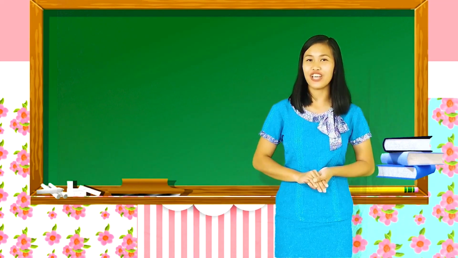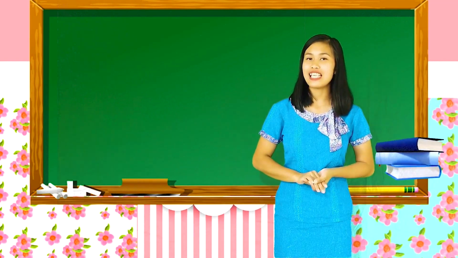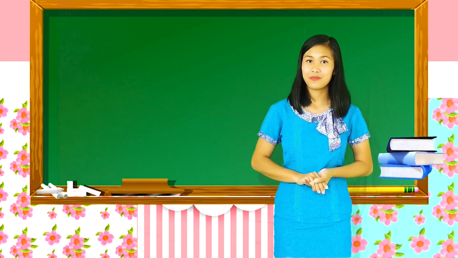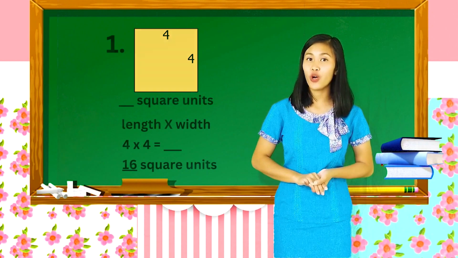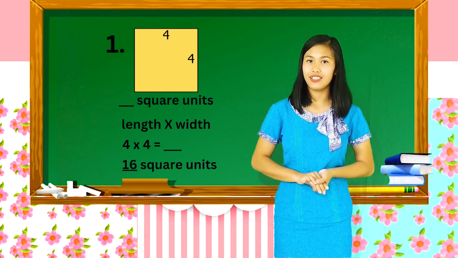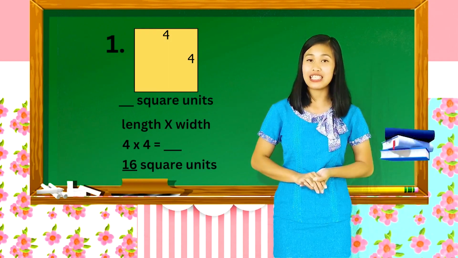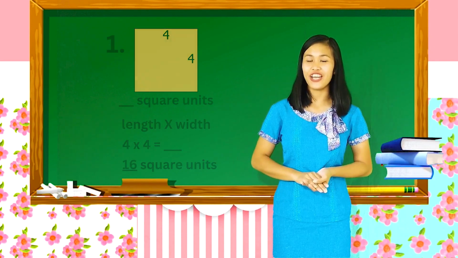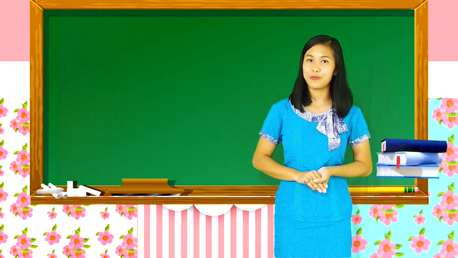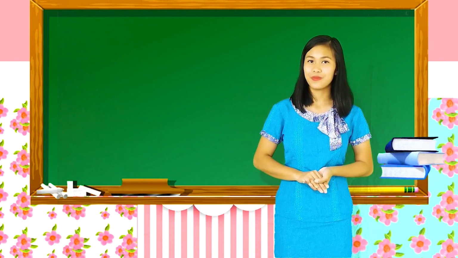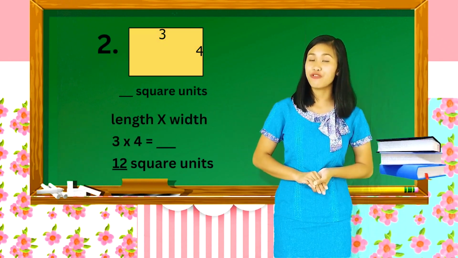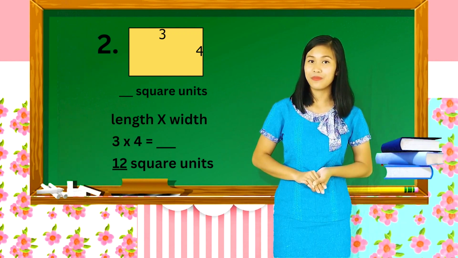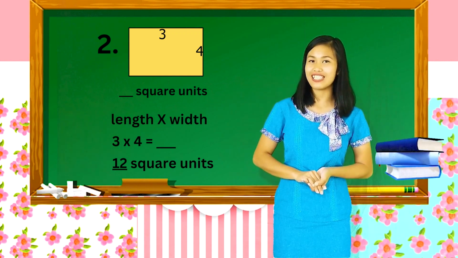Now, let's check your answers. What is the area in number 1? That would be 4 times 4. So 4 times 4 is equals to 16. Very good. What about in number 2? 3 times 4. What is the area of the shape? 12 square units. Very good.